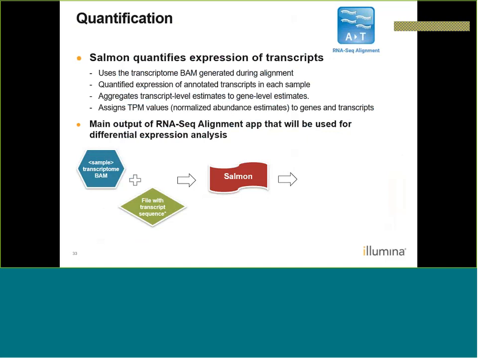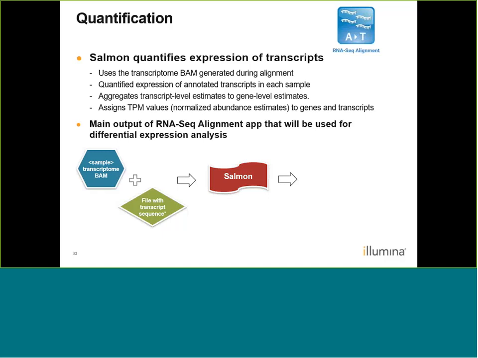We have a tool called Salmon, which quantifies expression of the transcript. This is where we're going to use that transcriptome BAM that was generated during the alignment. We're going to quantify expression of annotated transcripts in each sample, and it's going to aggregate transcript level estimates to gene level estimates. Then it will assign the TPM values, or the normalized abundance estimate, for each gene and transcript.